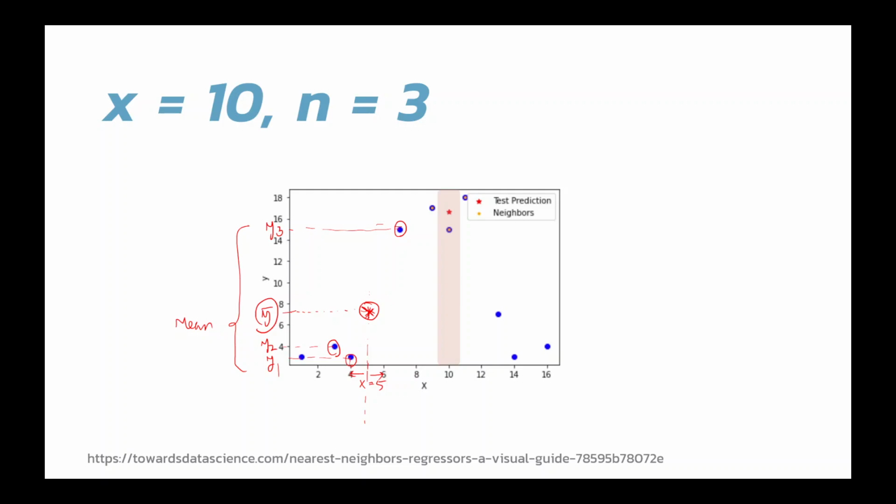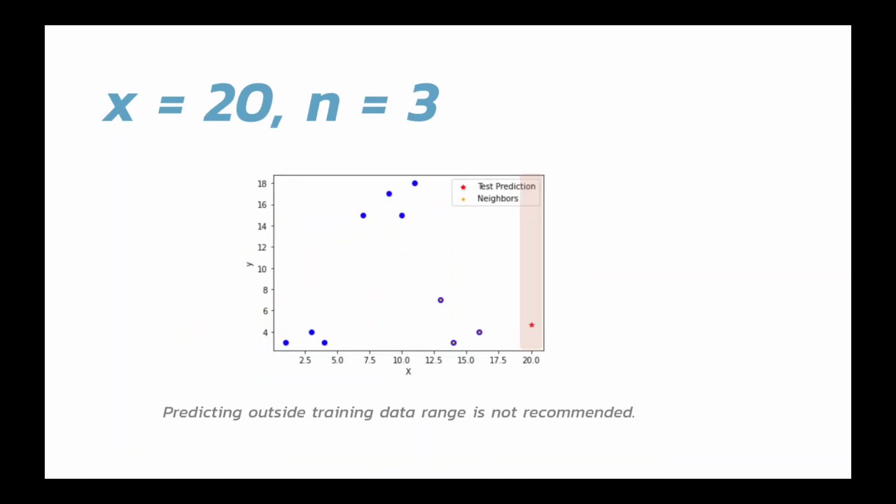But here's the thing: what if x is equal to maybe 20? What happens here? You only have neighbors on your left side, but nothing on your right side. If you guess that it's going to pick things on the left side, you are guessing correctly. If there's nothing on the right side, you're going to keep picking things on the left side, because those are the closest neighbors you can have.